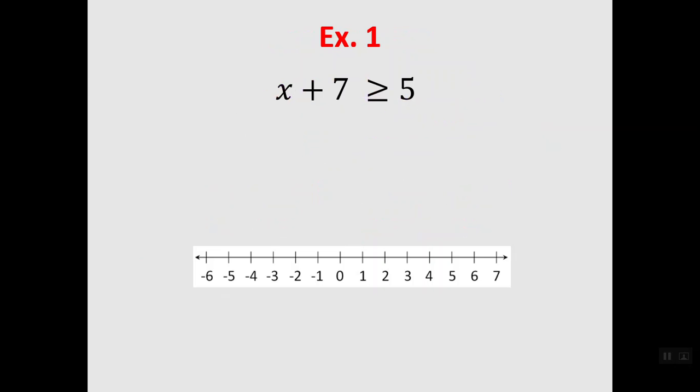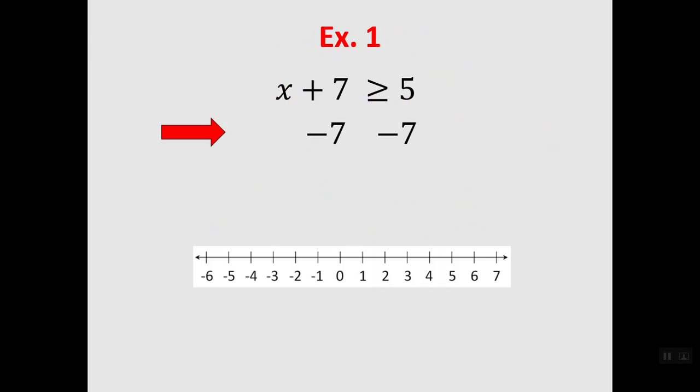Now we're going to apply this information to solving an inequality that has a variable in it. Example 1 says, some number plus 7 is greater than or equal to 5. So we're going to proceed just like we would solving an equation, but keeping in mind our special rule about multiplying and dividing by negatives. So we want to get the x isolated, x by itself, and you can see that there's a plus 7 with it. So we're going to undo that plus 7 by subtracting 7, and then we have to do that to the other side as well.